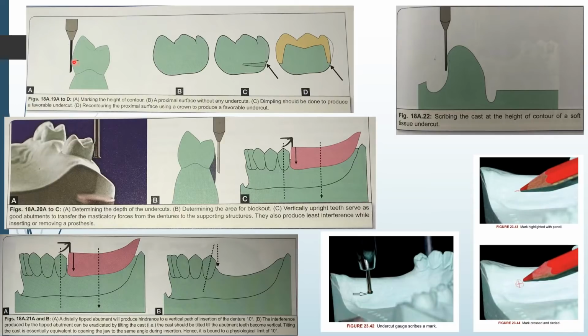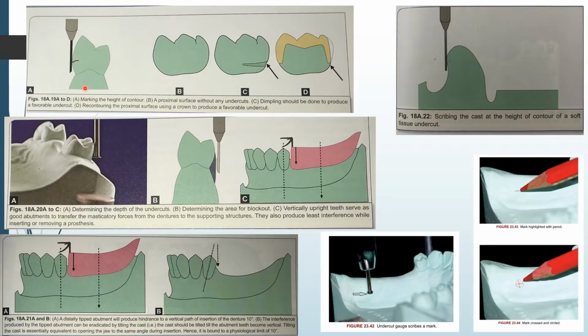So for example, your height of contour is over here. As we have seen in direct retainers in that video, I have talked about they have rigid components and flexible components. Your rigid components should be above this height of contour, and the flexible component should be below this height of contour, and it will engage that undercut. The only flexible component of a direct retainer is the retentive terminal, that is your retentive tip. All the rest are rigid components which are above the height of contour.